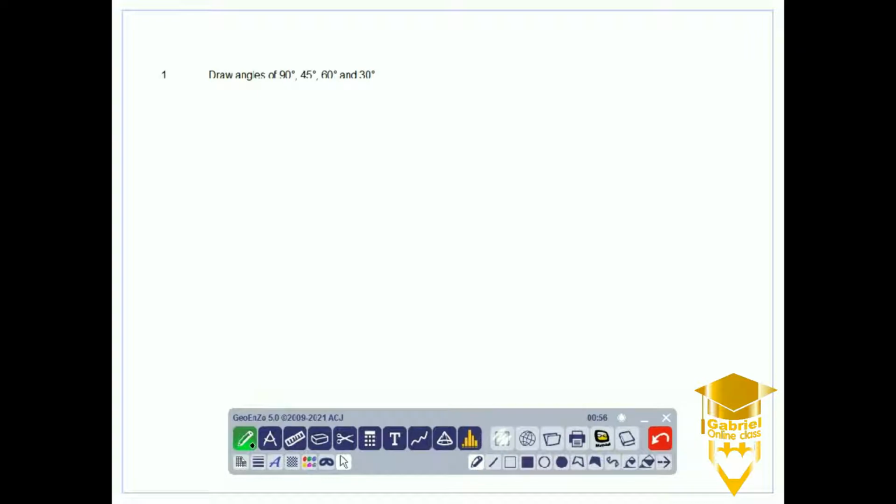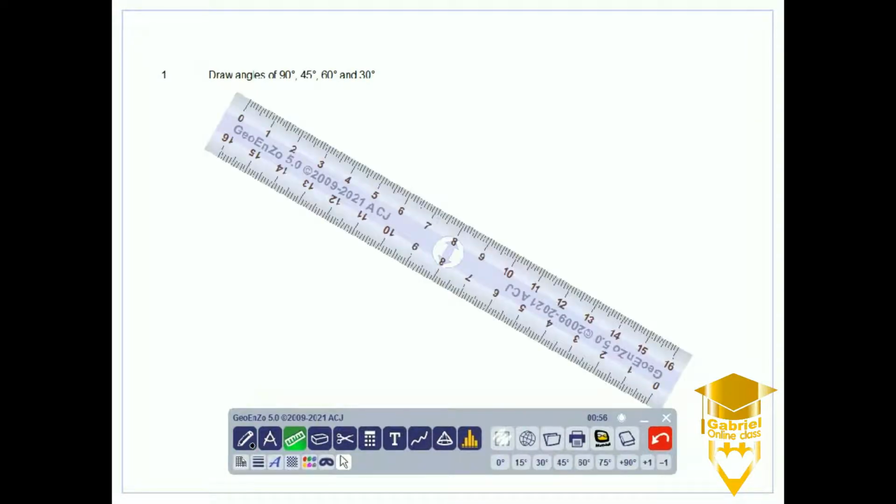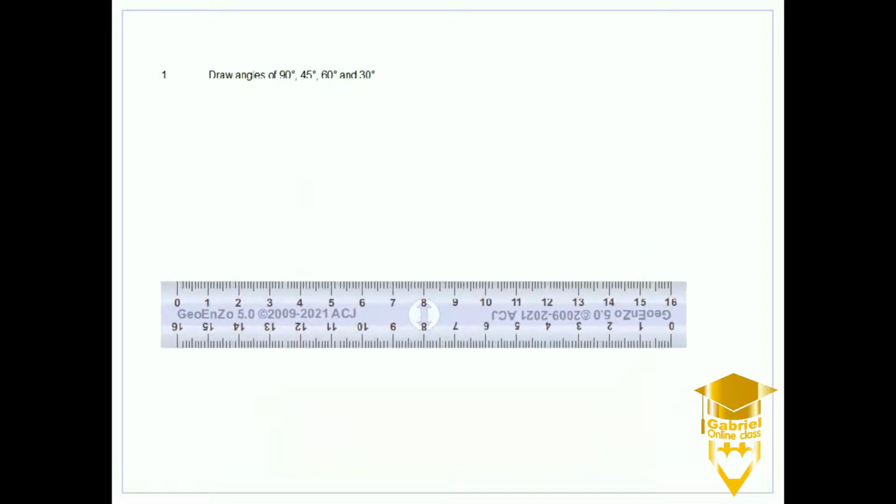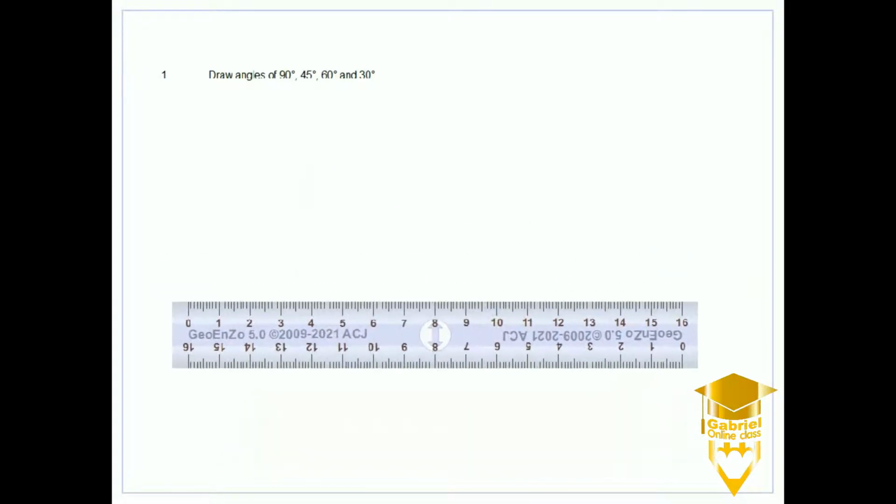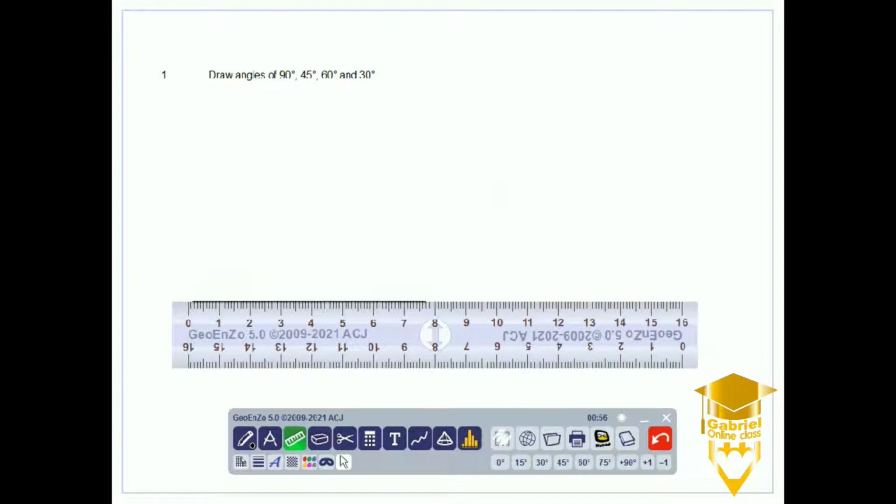Now we're given a question. Number 1, draw angles of 90 degrees, 45 degrees, 60 degrees, and 30 degrees. What we do now is we'll take our ruler and we'll draw a straight line of any length.